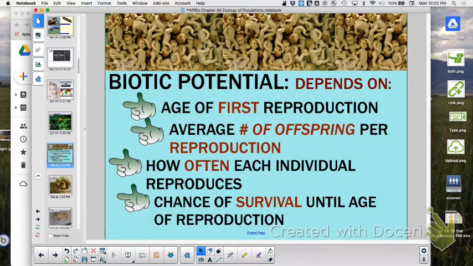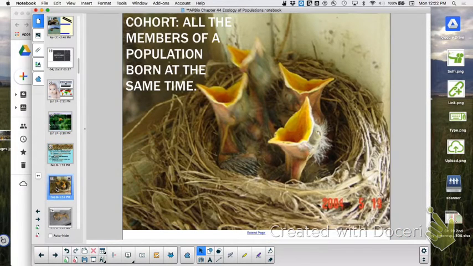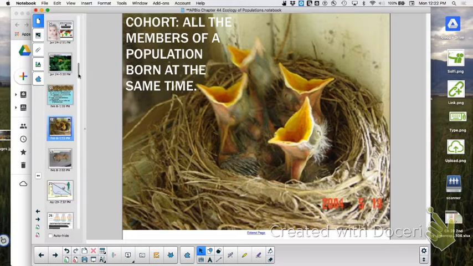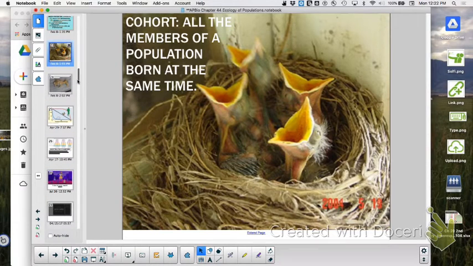Okay, we also talked about survivorship curves. And to discuss survivorship curves, you need to understand cohorts. So those are all the species, all the population, and what are the odds that they're going to survive and live out their lifetime. So there were 3 survivorship curves. See if you can imagine the 3 in your head. And while you're imagining those 3 survivorship curves, think of an example of something that would fall under each one of those.